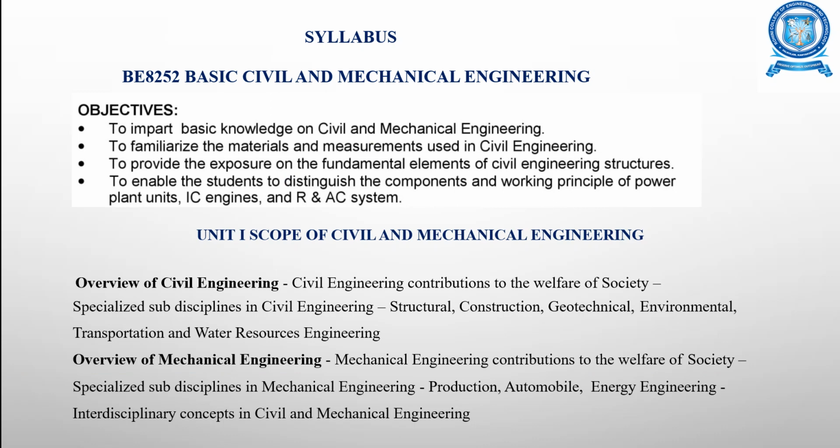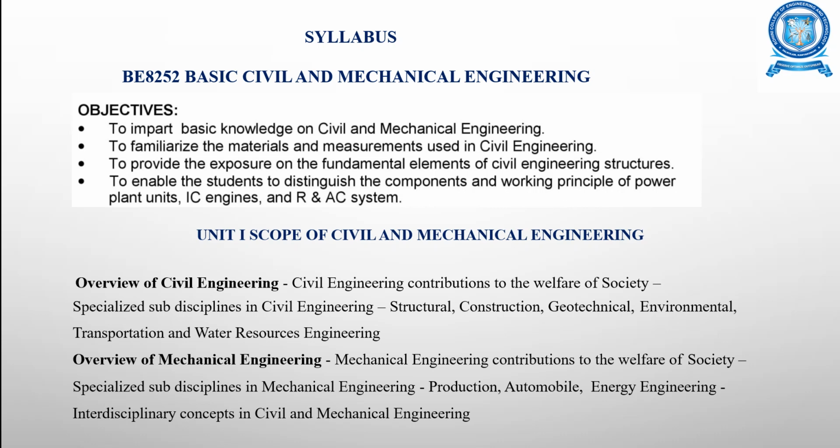So the syllabus is given like this, and the objectives of studying this basic civil and mechanical engineering are to impart basic knowledge on civil and mechanical engineering, to familiarize the materials and measurements used in civil engineering, to provide exposure on the fundamental elements of civil engineering structures, and to enable the students to distinguish the components and working principle of power plant units, IC engines, and refrigeration and air conditioning system.